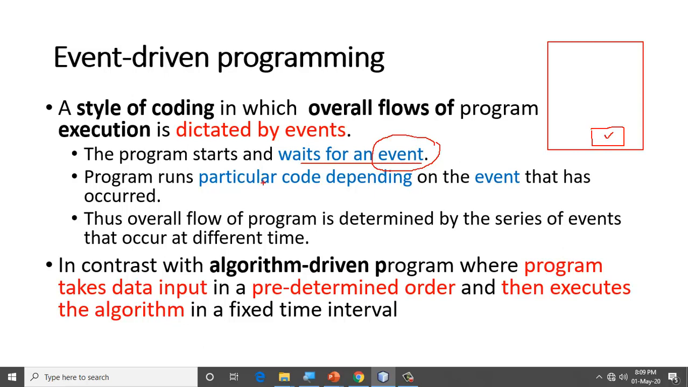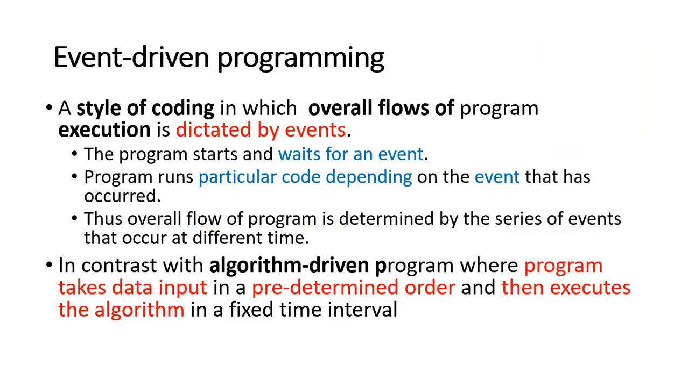Based on the event, your code will run. So the execution of the program solely depends on the event, or the sequence in which the events have occurred. Thus the overall flow of the program is determined by the series of events that occur within the program.